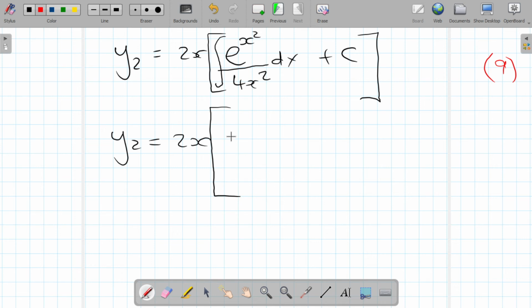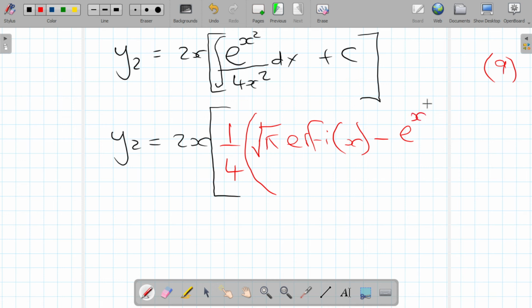And that comes out to be equal to 1/4 times, in brackets, the root of pi times the imaginary error function of x minus e to the x squared over x. And we've also got this constant there, we mustn't forget that. That's what that is. You can simplify that a little bit more if you want.